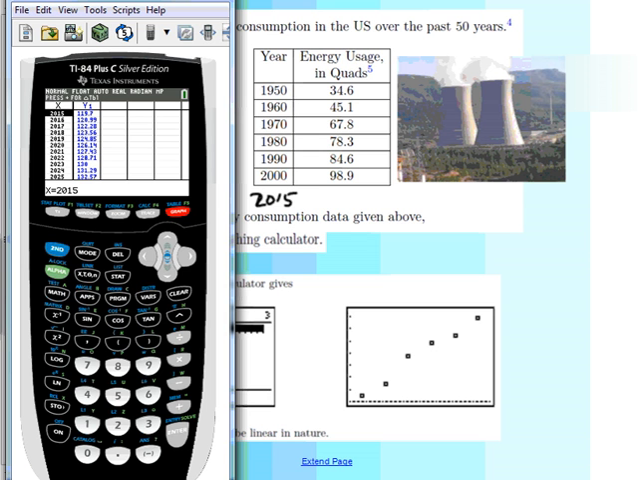Okay, so how about conversely, they say if energy usage ever gets to 130 quads, we're going to have to build another power plant. So what year might it hit 130 quads? We'll take a look on the table. I can see it. It's jumping right out at me. 2023. So in the year 2023, we better have another power plant up and running.